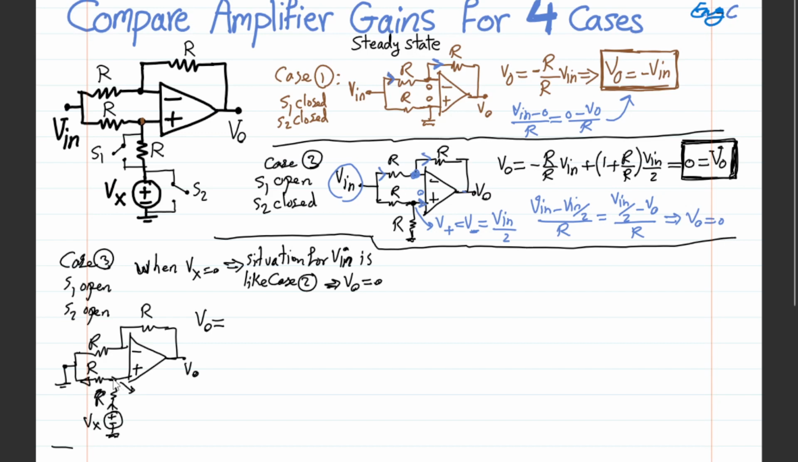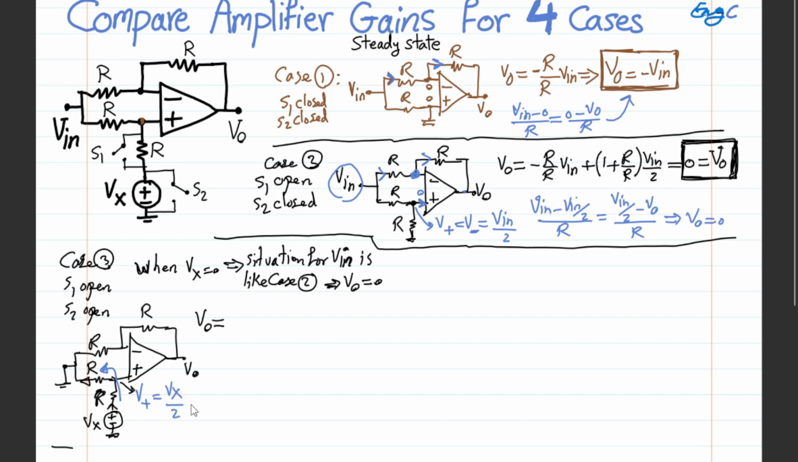So that same current has to go this way from Vx toward the ground. So that means there is a simple voltage division between R in series, and the voltage at the positive terminal of this op amp, in this setup, will be just equal to Vx over 2.